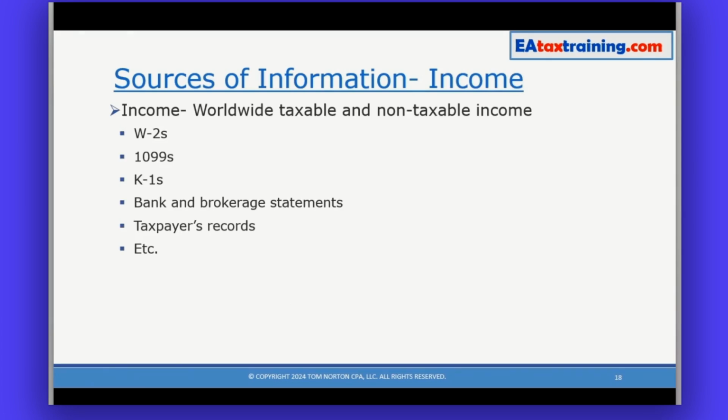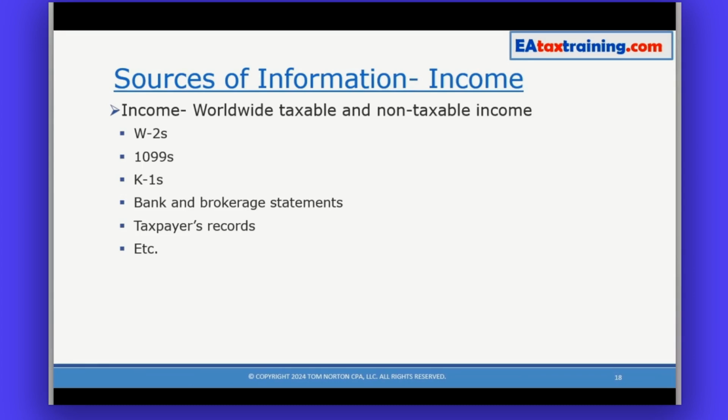So income. When we're talking about income, we're talking about worldwide taxable and non-taxable income. This can come from W-2s from a job. You've probably had a job before, and you probably got a W-2, so you know what I'm talking about. It shows your salary and how much tax was withheld, etc. There are also Form 1099s. These are for income other than wages. So it could be interest from your bank or dividends from a brokerage account that you have. It can also be non-employee compensation. So if you do work for a company, but you're not an employee of that company, but they pay you, you might get a 1099.